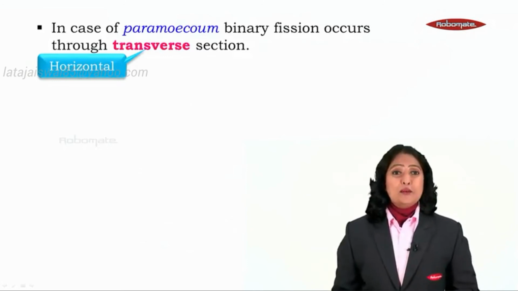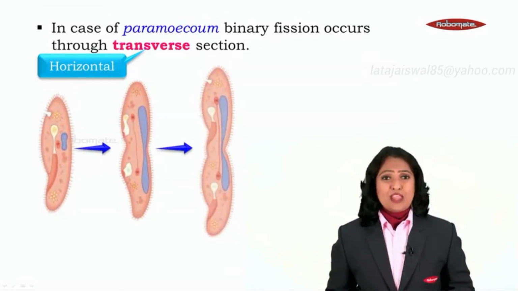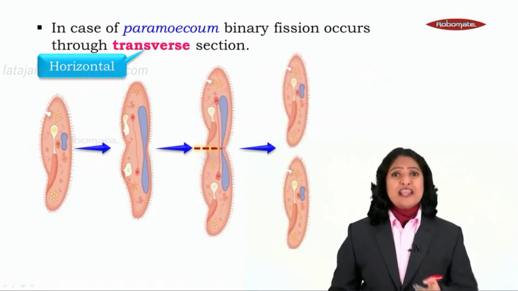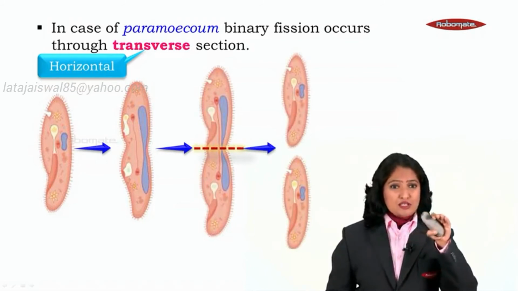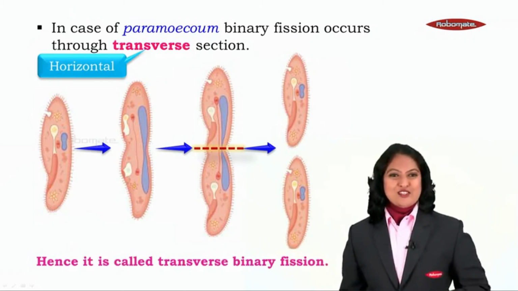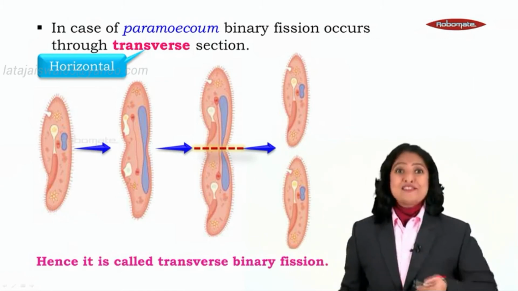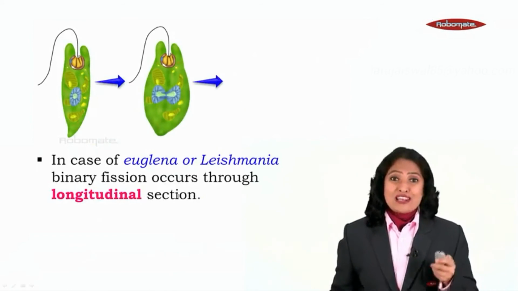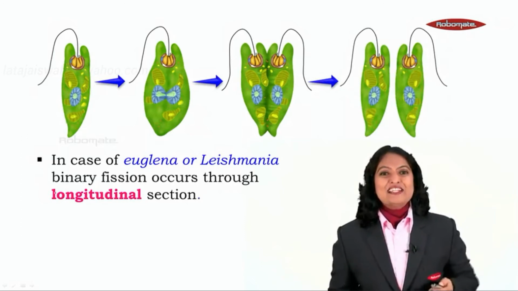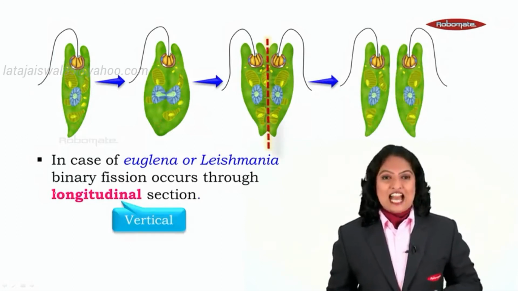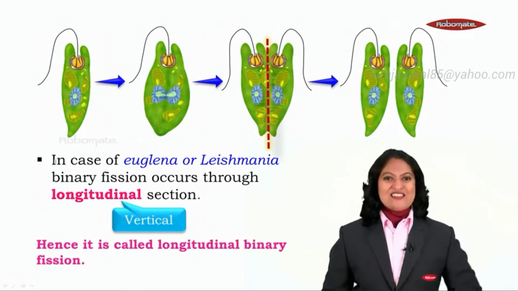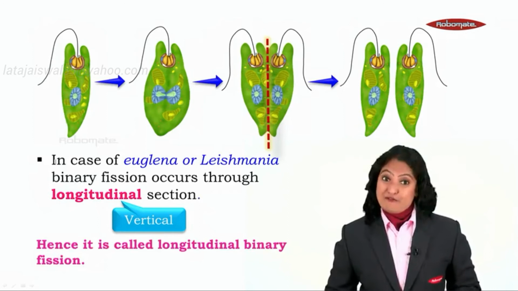Let's take an example of a classic Paramecium. It is sandal shaped. The shape of the body enables it to divide into two in the horizontal plane. Horizontal means transverse. Therefore, it is called transverse binary fission. Let's take an example of Euglena or Leishmania. They have an oblong shape, and that is the reason they divide through the vertical axis, and that is called longitudinal section. So this is called longitudinal binary fission.